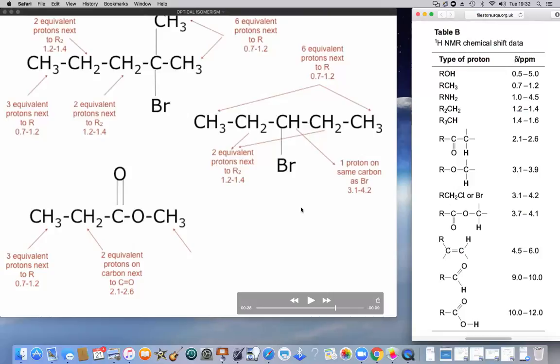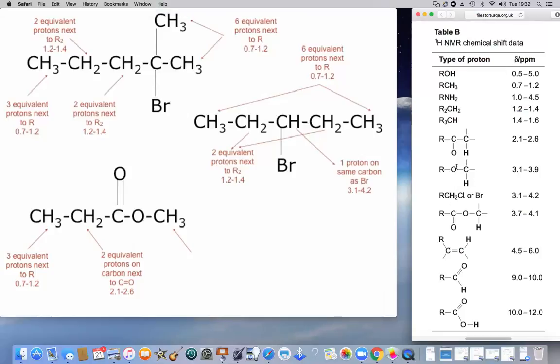So let's have a look through. We have proton, carbon, single bonded to oxygen, 3.1 to 3.9, but be careful, because if you look 2 down, you can see this proton attached to carbon, attached to oxygen, which is also attached to carbonyl as part of an ester group. Take care not to mistake those 2. So you've got your 3.1 to 3.9, 3.7 to 4.1.